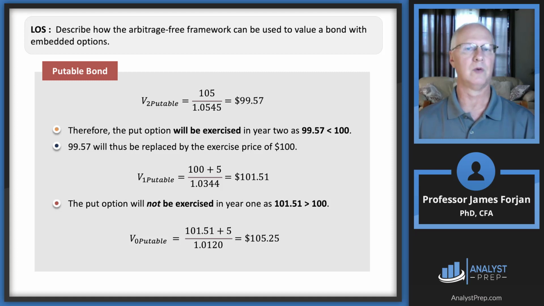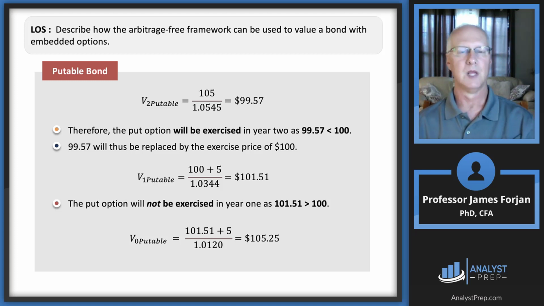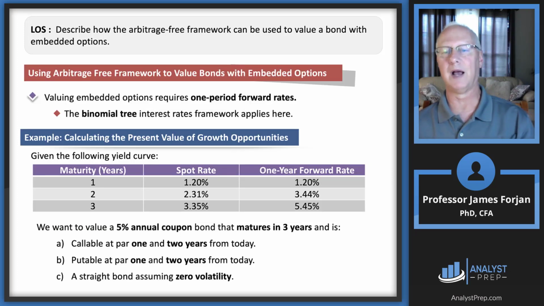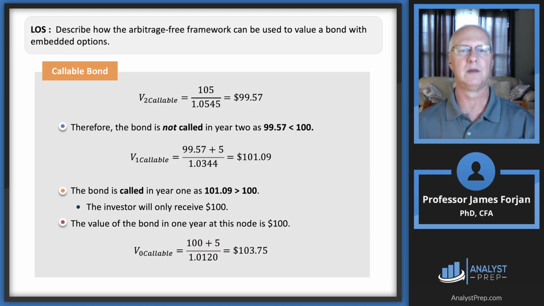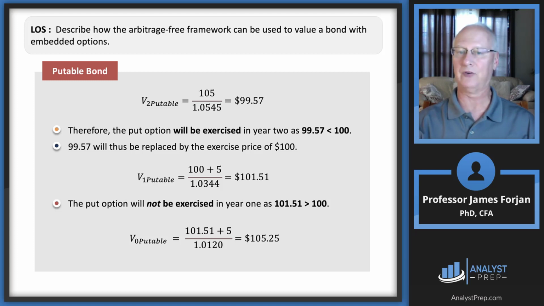Now we're going to do the same thing here with the putable bond, but remember, we need to turn our thought process upside down. So let's do that very first value in time period 2 of the putable bond. We still have the 105, right? The 100 plus the $5 in coupon divided by, well, here, let me go back again, divided by that 5.45% forward rate that we're using as the discount rate, and we're going to get that same 99.57. But now the put option will be exercised in year 2 because that future value of the bond is less than the $100. So we're going to cross out the 99.57 and substitute the 100 in there.